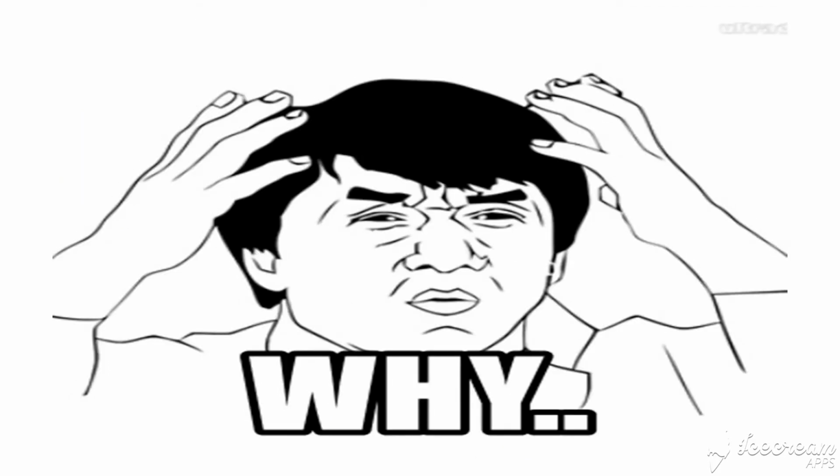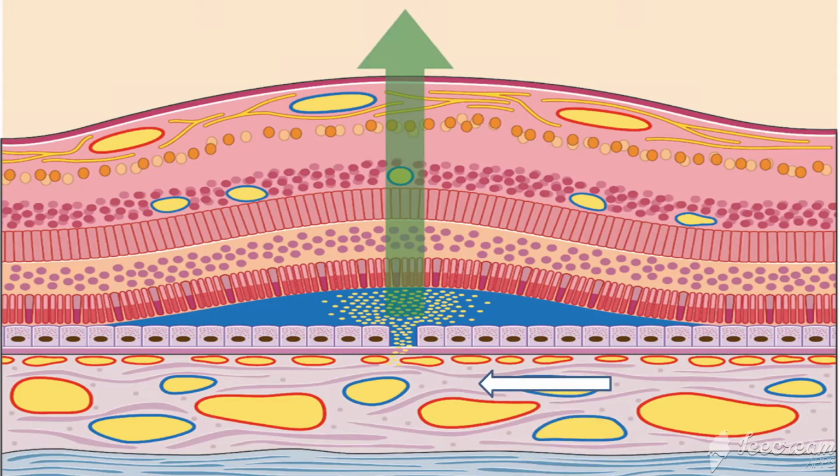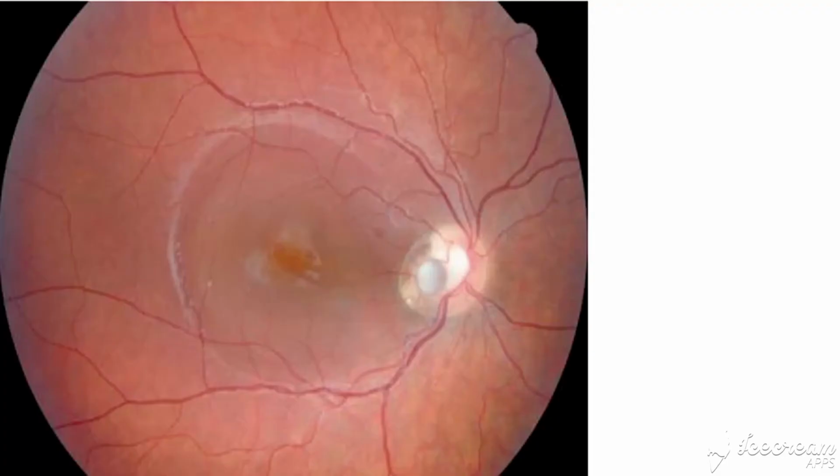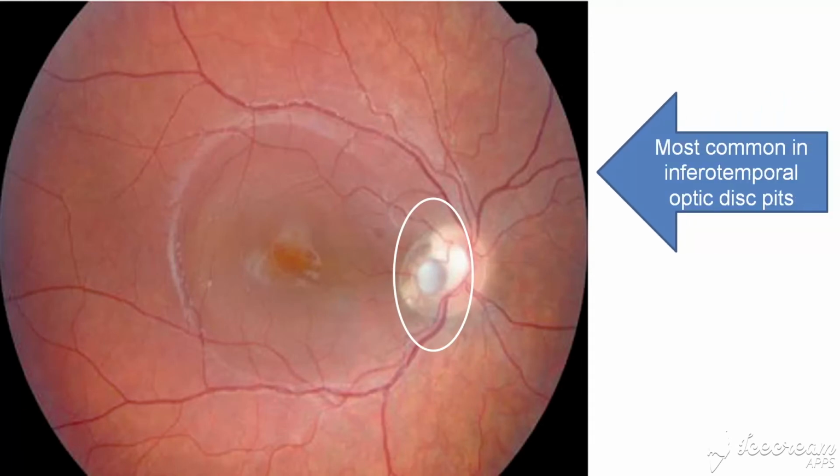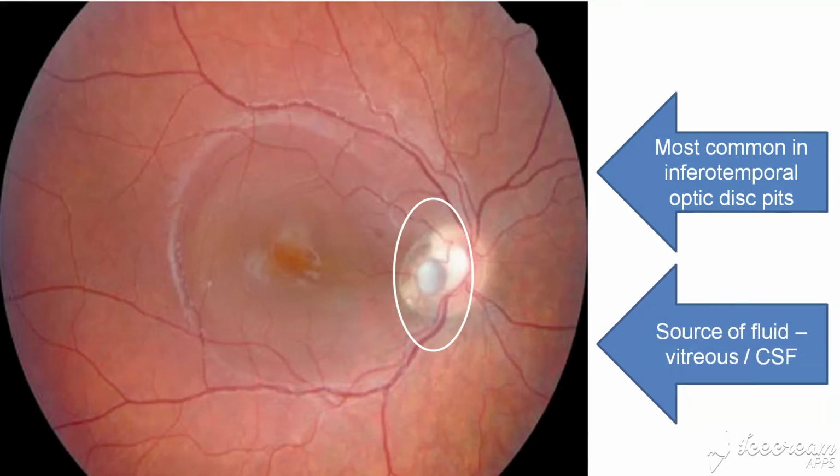But why does this occur? Choroidal hyperpermeability leads to increased hydrostatic pressure, causing a pigment epithelial detachment or a break in the RPE, resulting in accumulation of fluid in the subretinal space, leading to a neurosensory retinal detachment. An optic disc pit could also be a reason for the neurosensory retinal detachment. Infratemporal pits are more commonly associated with CSCR. The fluid causing the sensory detachment could be liquefied vitreous or cerebrospinal fluid.